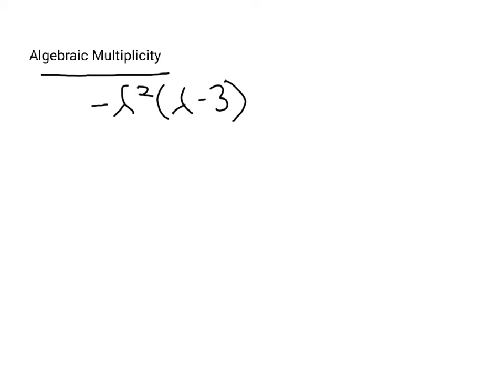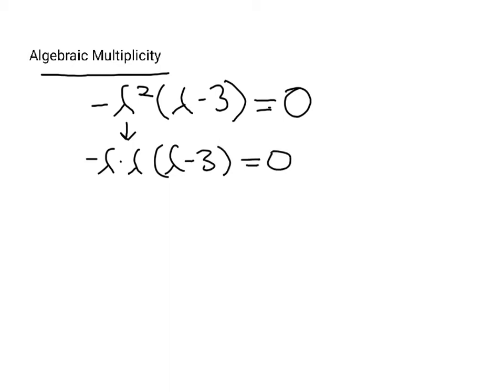So your polynomial looks something like this, and then you set this equal to 0 to find the zeros of the characteristic polynomial. Now when you set each factor equal to 0, notice that with the lambda squared there, we could write that as negative lambda times lambda minus 3. If we really broke this down to linear factors, lambda equals 0 would be a solution twice, and then we would get lambda equals 3 as a solution once.